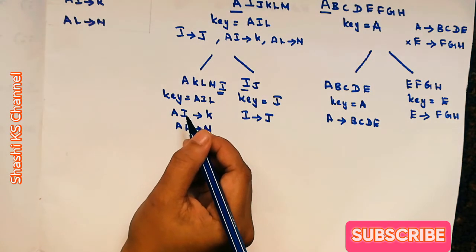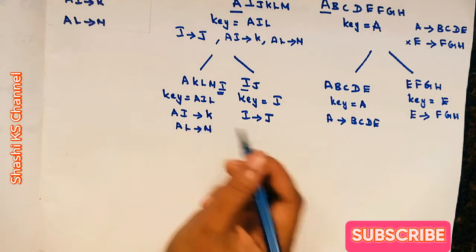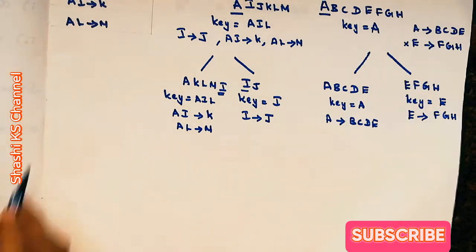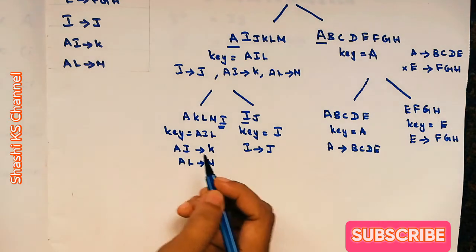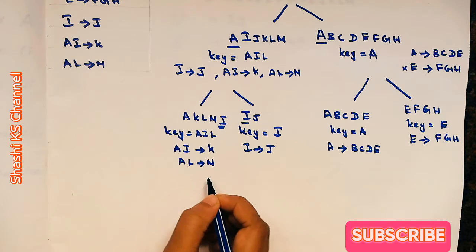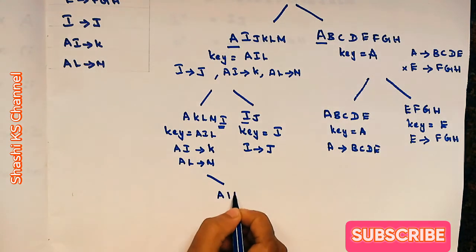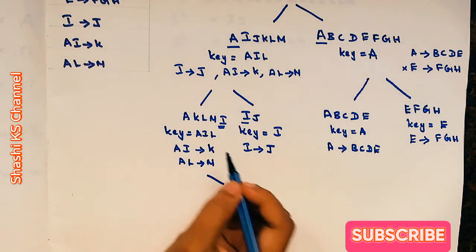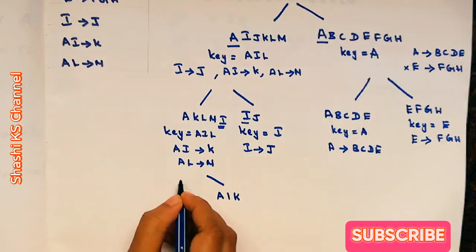Again we have to apply closure here. So when we apply closure to AI, what will we get? AI closure will give you AI and K. So AI and K should be on one side, and that will be one of your decomposed relations. And what are the remaining attributes other than A, I and K? Other than A, I, K, you have L and M.